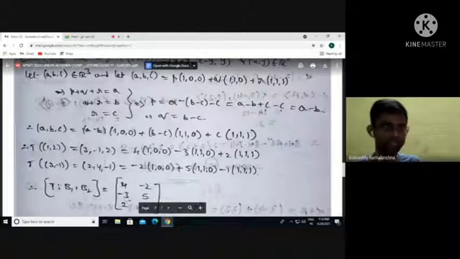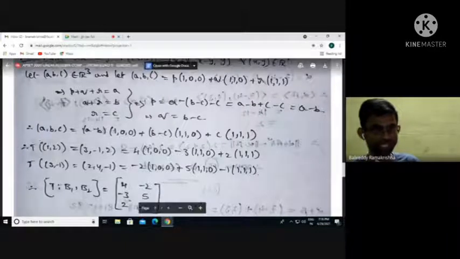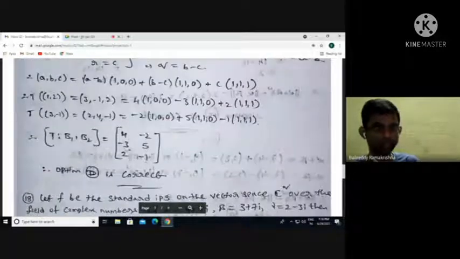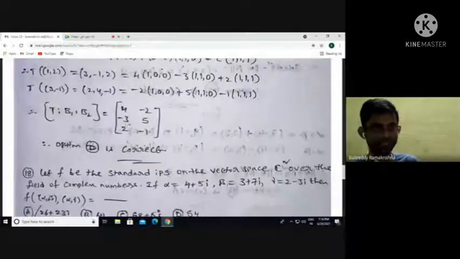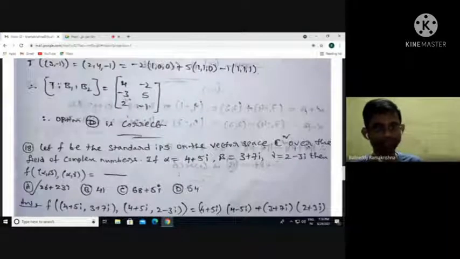So this is the matrix representation of the linear transformation with respect to basis B1, B2, which is given by taking these coefficients column wise. We get 4, minus 2; minus 3, 5; and 2, minus 1. So this is the required option. Option number D is correct. Is it clear? Next we have question number 18.